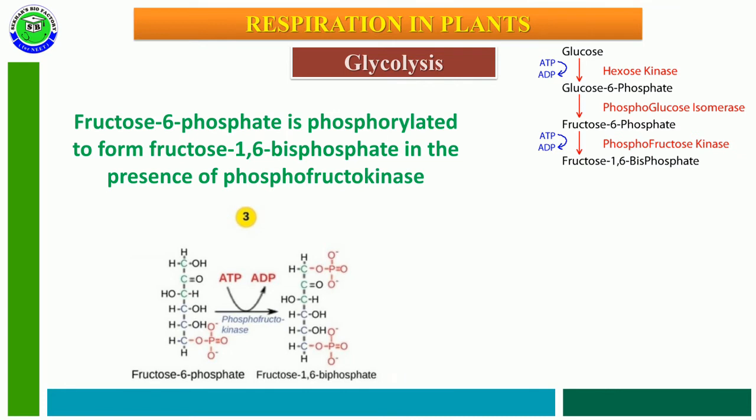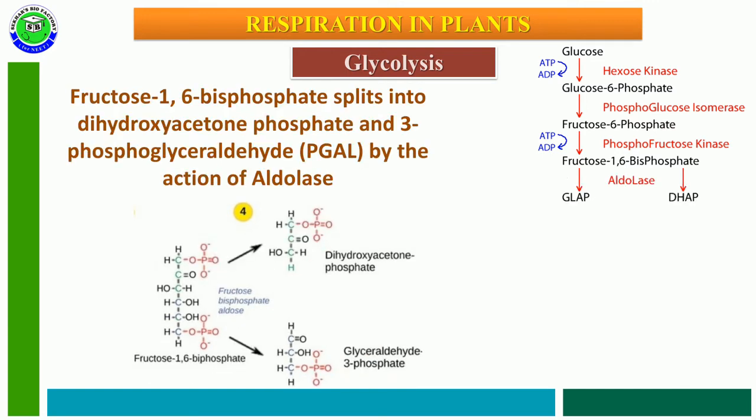And the third step is the fructose 6 phosphate. Again, it undergoes a phosphorylation reaction and, by utilizing one ATP molecule, it receives a phosphate from ATP, and this received phosphate can be added to the first carbon of fructose 6 phosphate. Now it becomes fructose 1,6 bisphosphate. This process is catalyzed by phosphofructokinase enzyme.